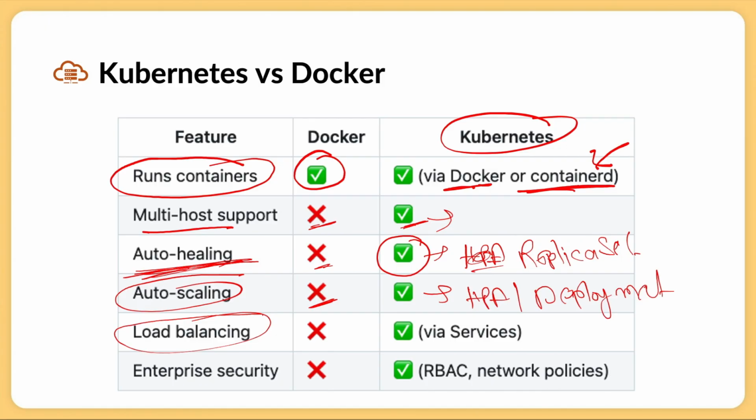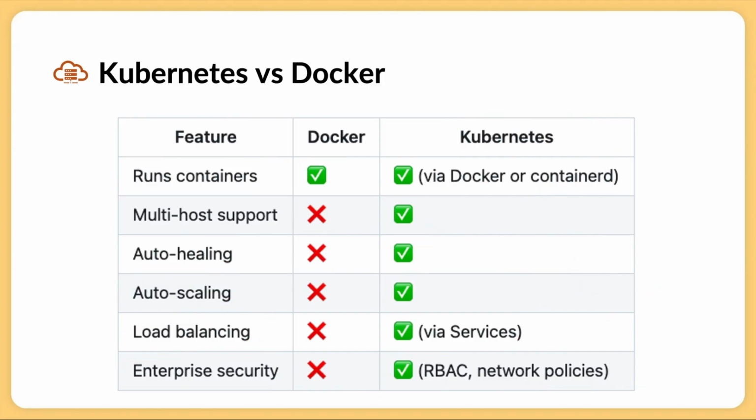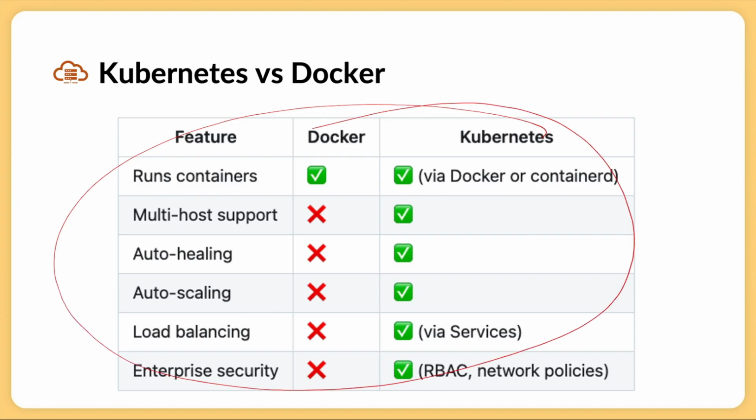Now about load balancing, we already understood Docker doesn't have load balancing, but Kubernetes has load balancing, and there is a feature called services. Again, we are going to understand this in more detail. Along with that, Docker has a lot of issues with enterprise-grade security and features, whereas Kubernetes has RBAC, NetworkPolicy, Ingress, ConfigMaps, secrets, and many more. We are going to understand all these in detail. But at a high level, you should understand all these features that we are going to use a lot in Kubernetes.